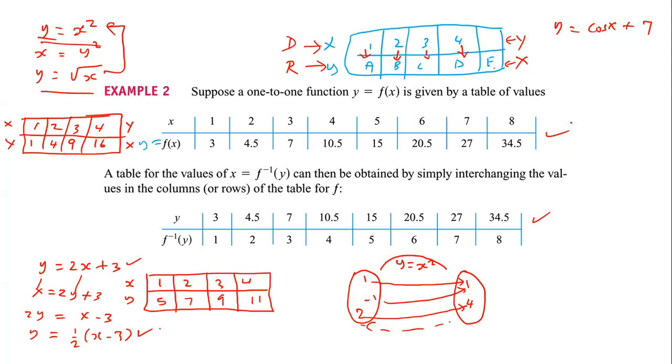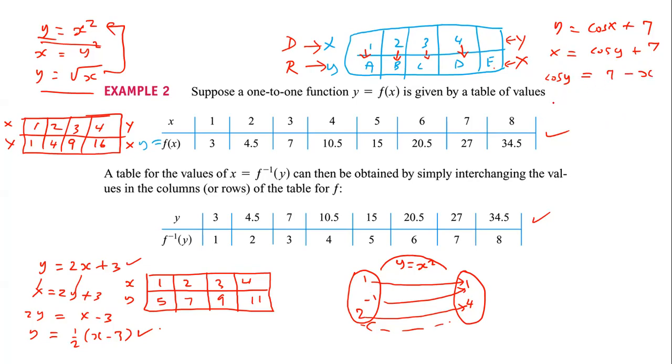To find the inverse, we do what? We do x equals to what? Cosine y. Cosine y plus 7. And then we solve for what? For y. How do we solve for y? We keep this one, cosine y, on this side, and then we move x over here. 7 minus x.